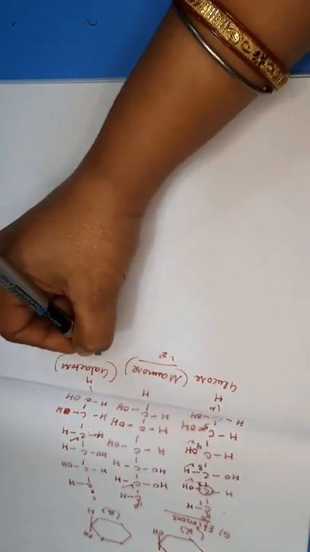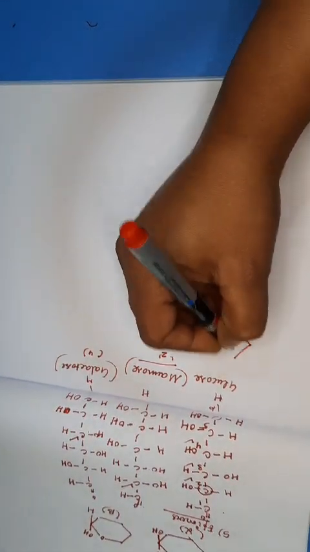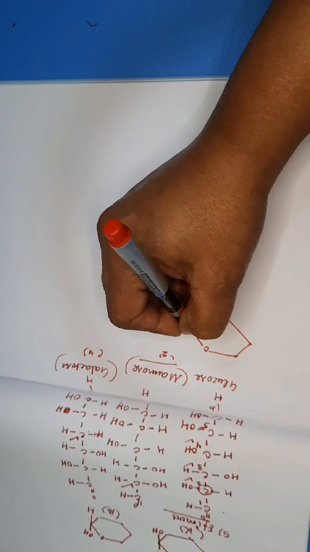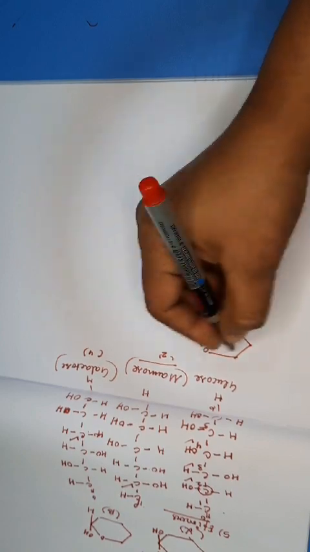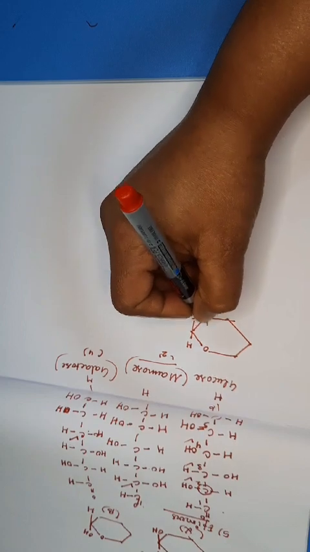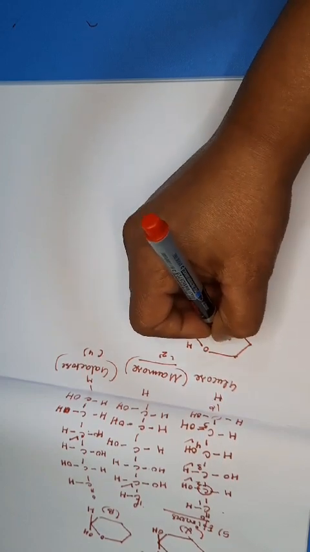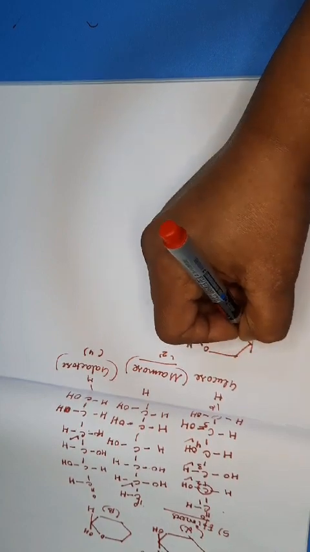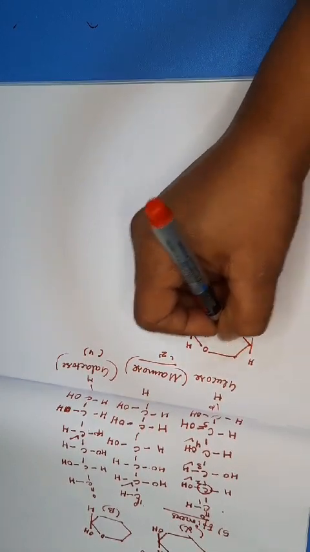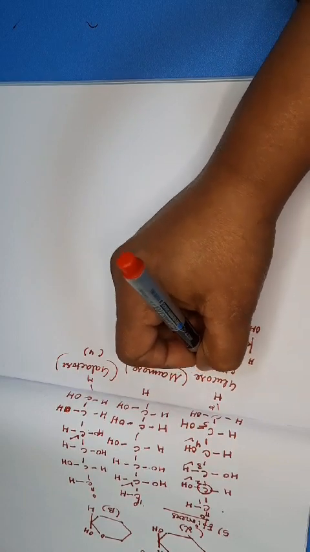So if this is the epimer of mannose and this is the epimer of galactose, then once they fold into the ring structure, how will their pyranose ring be? So for glucose we know that this is carbon atom number 1, this is carbon atom number 2, this is carbon atom number 3, this is carbon atom number 4, this is carbon atom number 5, and this is carbon atom number 6.